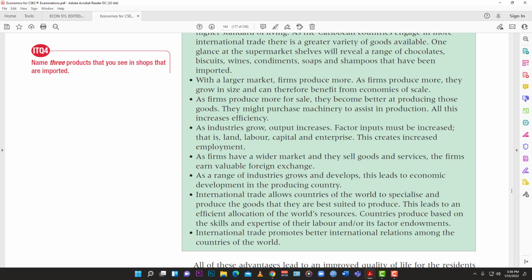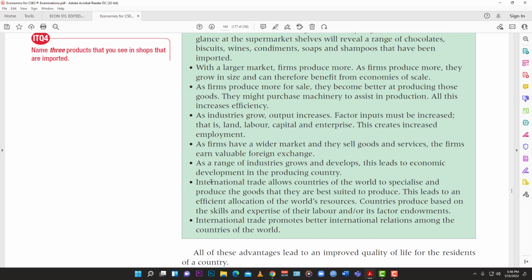International trade allows countries of the world to specialize and produce the goods that they are best suited to produce. This leads to an efficient allocation of the world's resources. Countries produce based on the skills and expertise of their labor and or its factor endowments. So again, we're going to look at that later on when we're looking at comparative advantage and absolute advantage. But the idea here is that because of international trade, countries can specialize in just what they are good at.